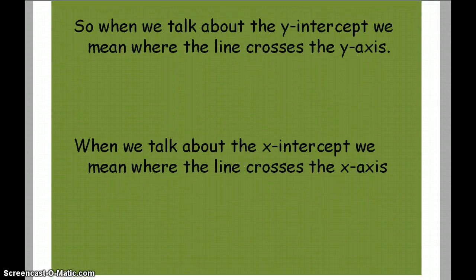Okay, so when we talk about the y-intercept, what we're really talking about is where the line crosses the y-axis. And the same with the x-intercept. When we talk about the x-intercept, we're talking about where the line crosses on the x-axis.